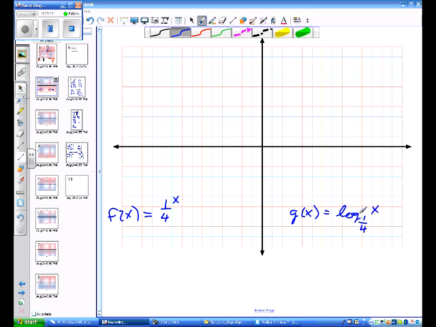Of x would equal y. I'm sorry, I'm stumbling over some of my things here lately. So let's go through and graph this one.